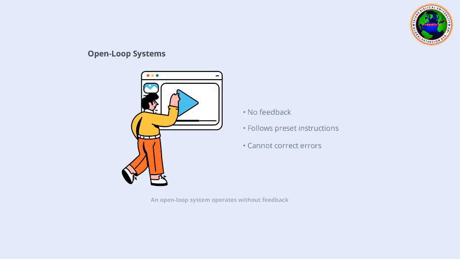An open-loop system operates without feedback. It follows a predetermined set of instructions regardless of the actual outcome. For example, a basic washing machine runs through its cycle without checking if the clothes are clean. Open-loop systems are simple but can't correct for errors or disturbances.